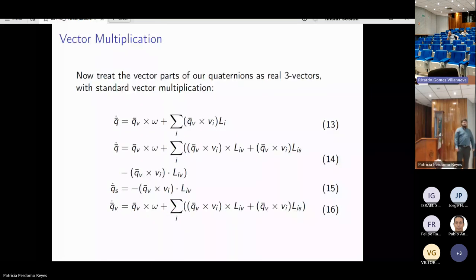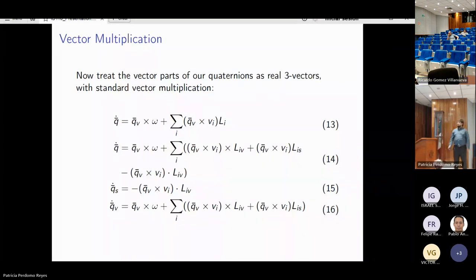And this allows us to turn the commutators into just vector multiplication. Here, the commutators themselves just become cross products, but we have to be careful here. They are cross products of the vector component, so the imaginary component of the quaternion error with our omega and with our vi.